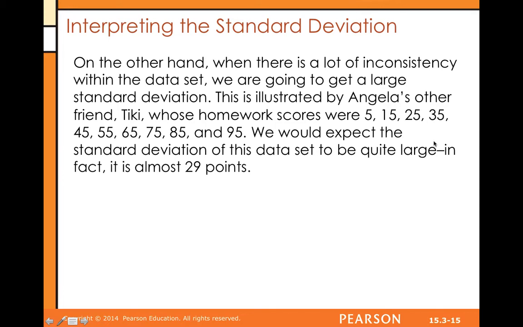So since there's a lot of spread here, we should expect the standard deviation to be big. And if you calculate it the way we just calculated Angela's standard deviation, you would see that this is indeed the case. So Tiki has a standard deviation of 29 points. This is in contrast to Angela's standard deviation of 3.3 points. Okay, his scores are a lot more inconsistent than Angela's scores, which means that his standard deviation is bigger. And in fact, it's a lot bigger, right? This is almost 10 times the size of Angela's standard deviation.